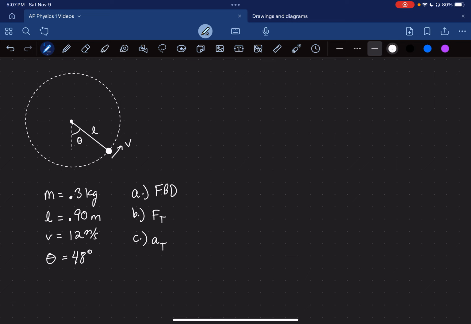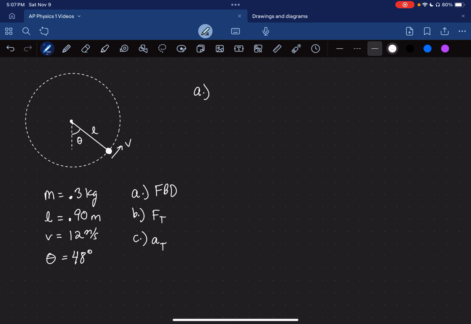Okay, let's try out an example here. We have a ball at the end of a string and it's being rolled around vertically around this path here. The ball has a mass of 0.3 kilograms. The length of the string is 0.90 meters. The speed at this particular position where the ball is, is 12 meters per second. And the angle shown here is 48 degrees.